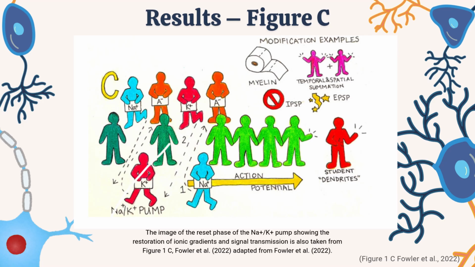Now here is figure C. As the Na+ and K+ pump phase resets membranes, sequential activation models signal propagation. So here you can see in panel C, it depicts students returning to their original position, which represents the Na+ and the K+ pump. As the instructor proceeds down the line of students, the wave is carried similarly to a real axon. Following this is a transition to a discussion of the clinical correlates of multiple sclerosis and neurotoxins via Fowler of 2022.